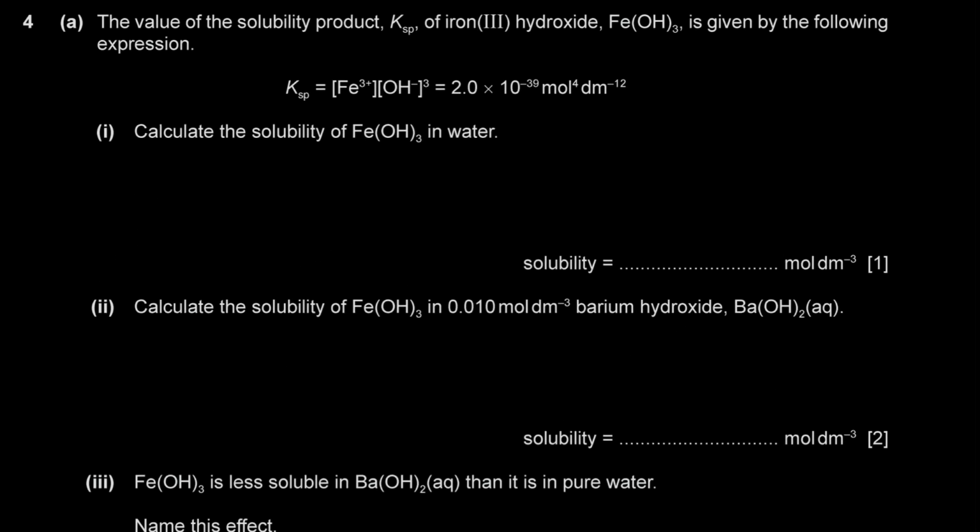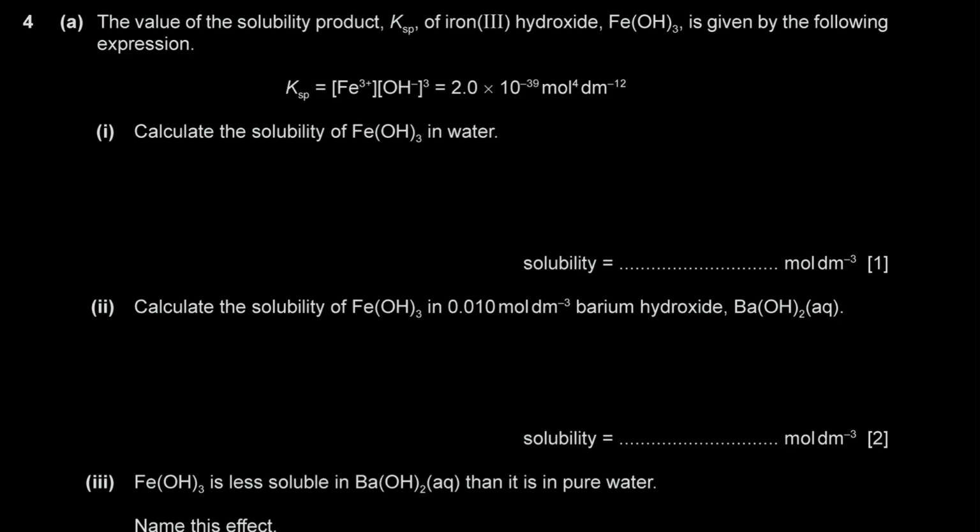Here we have question number 4, which says the value of the solubility product Ksp of iron(III) hydroxide, Fe(OH)3, is given by the following expression. And this Ksp has a value of 2 times 10 to the power negative 39 mole to the power of 4 per dm to the power of negative 12. Part 1 says calculate the solubility of iron(III) hydroxide in water.